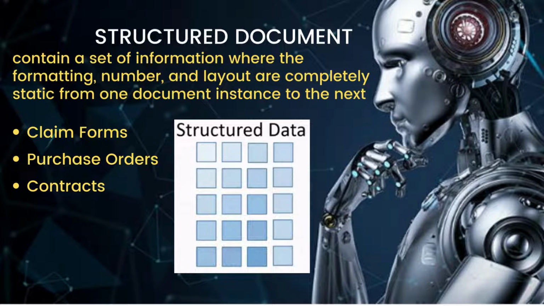So what do we mean by structured documents? Structured documents contain a set of information where the formatting, numbers, and layouts are completely static from one document instance to the next. In short, these documents have a fixed format, fixed conditions, or fixed structured data. For example, claim forms, purchase orders, and contracts. It's a little bit easy to handle this type of document.